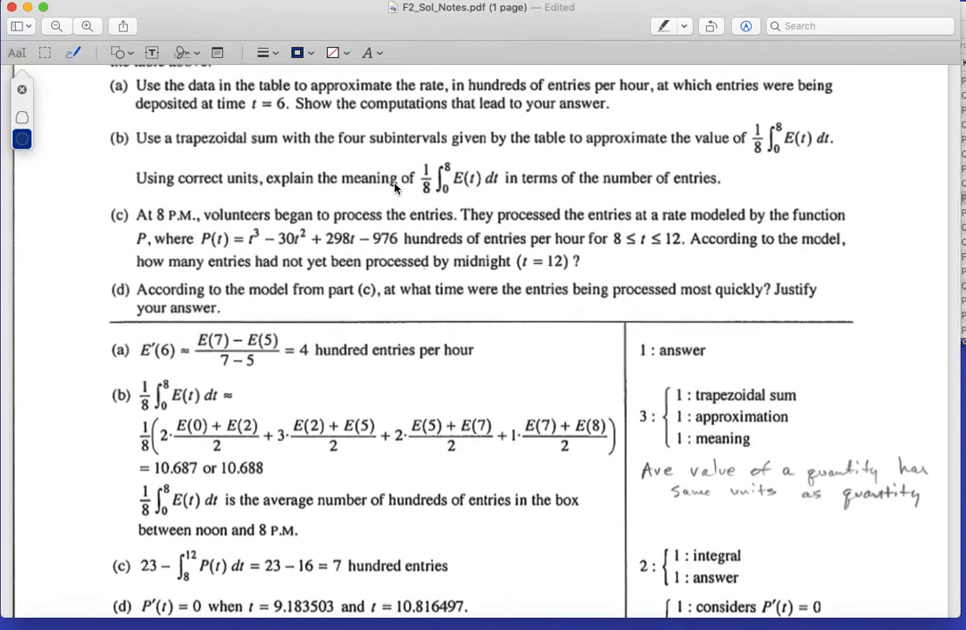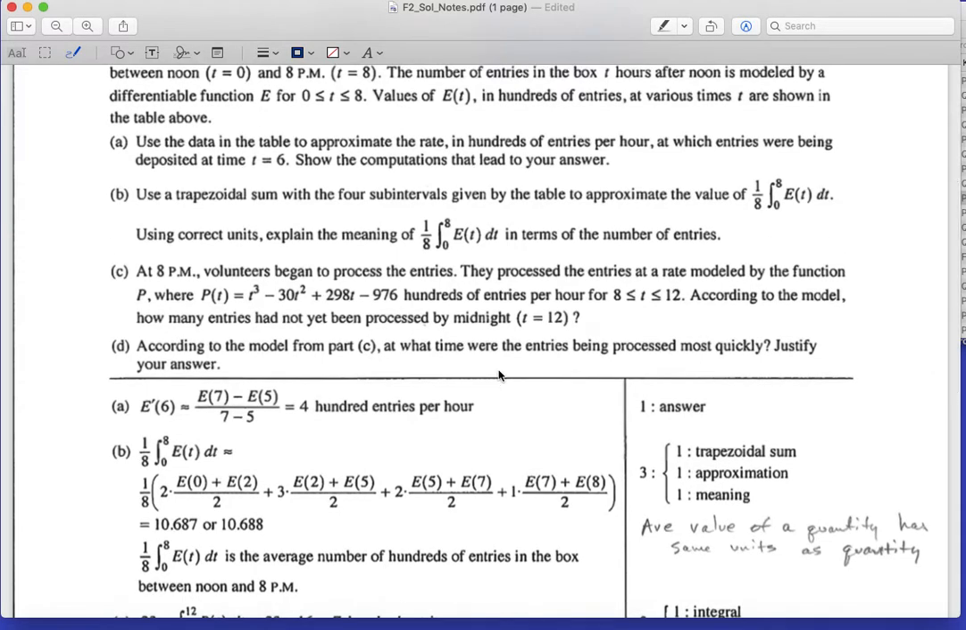Do they ask about units here? They didn't ask about units, so units were not important. I think if you just wrote down the answer, the number 4, you're going to get all the credit here for that one.